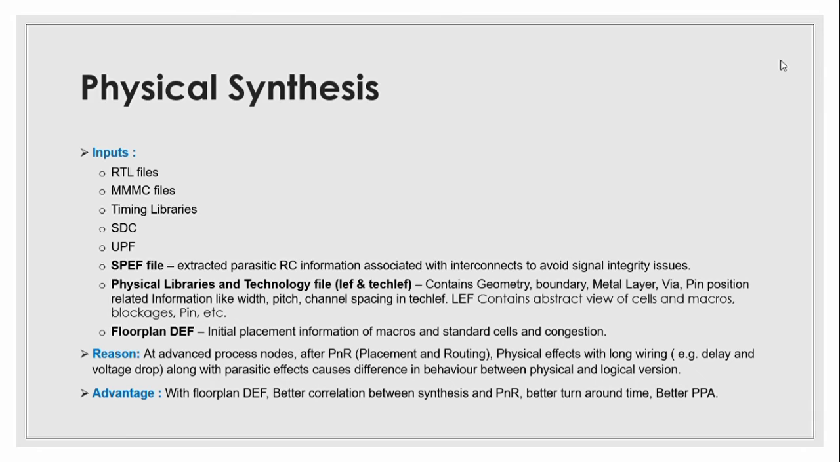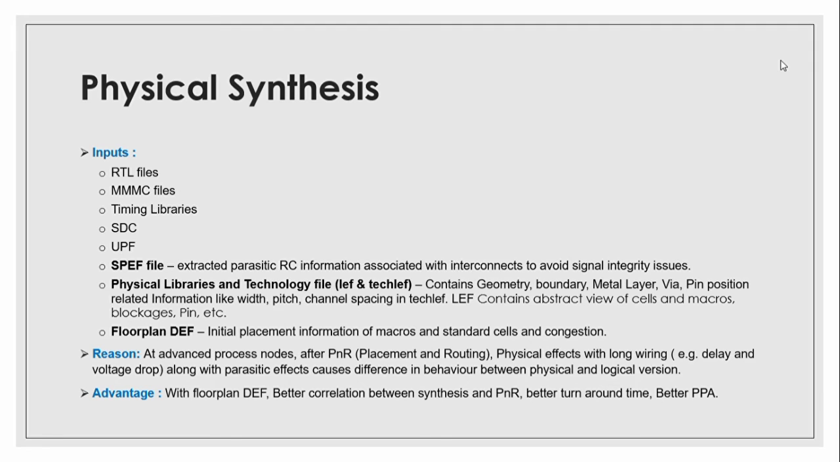Physical libraries we basically call standard cell libraries. They contain all the abstract views of cells and macros, blockages, pins, etc. All these definitions related to standard cells and macros will be given there. And TechLEF contains all the geometry, boundary, metal layer information, via information, and pin related information such as width, pitch, and dimension. All this information will be given in the TechLEF file.